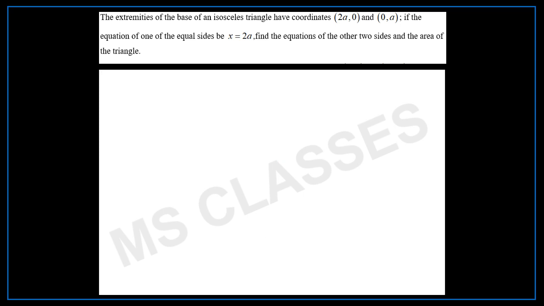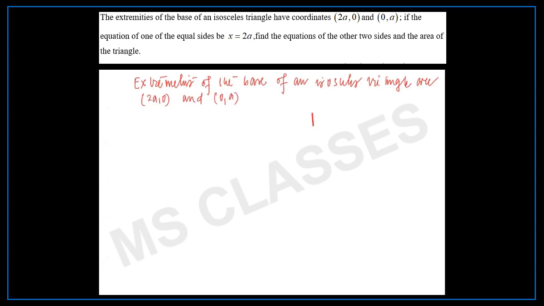So here it is given the extremities of the base of an isosceles triangle are (2a, 0) and (0, a). Extremities of the base of a right-angled isosceles triangle are (2a, 0) and (0, a).